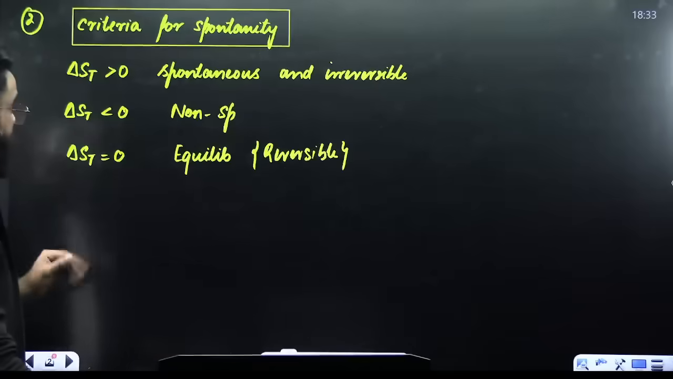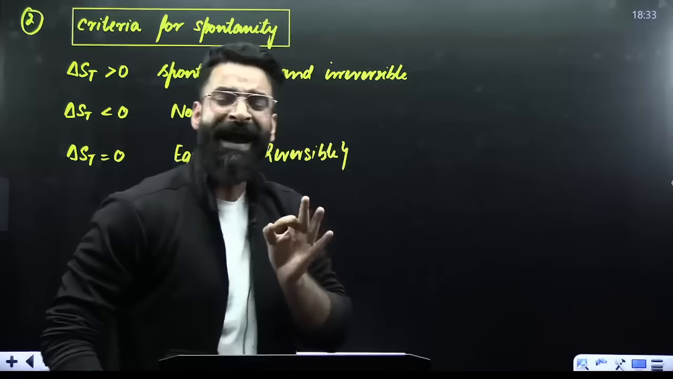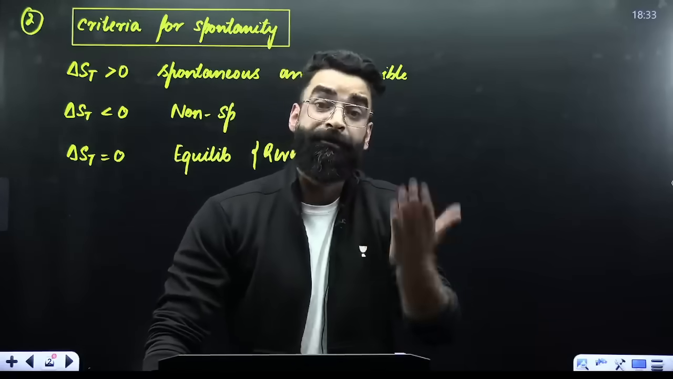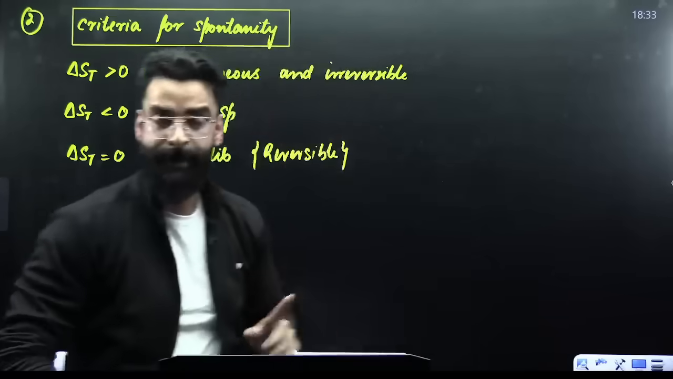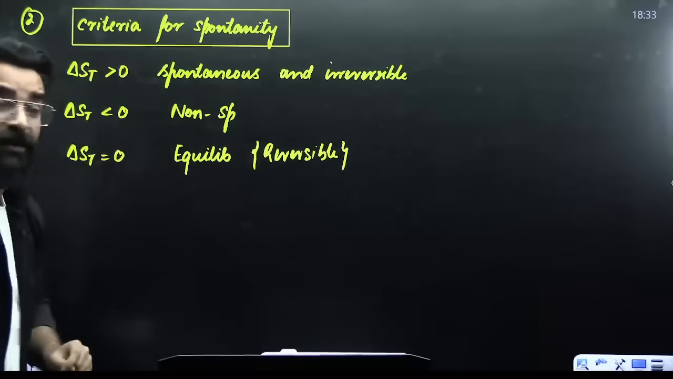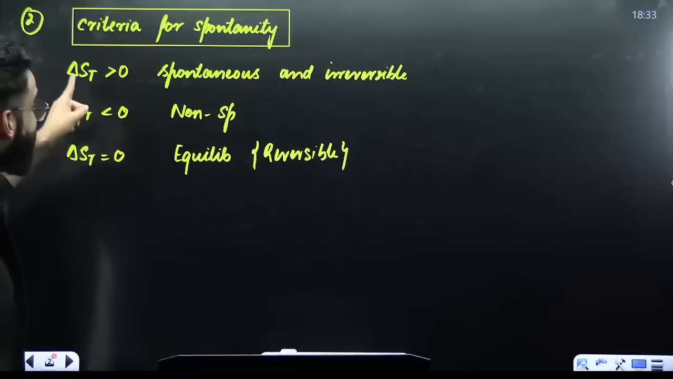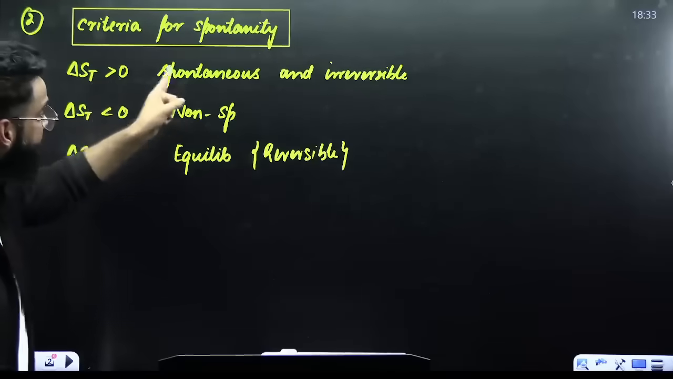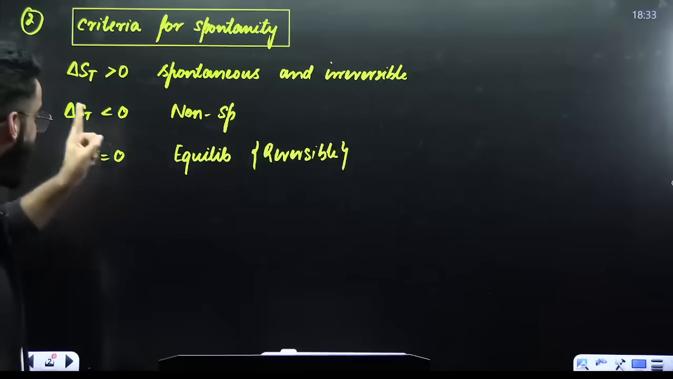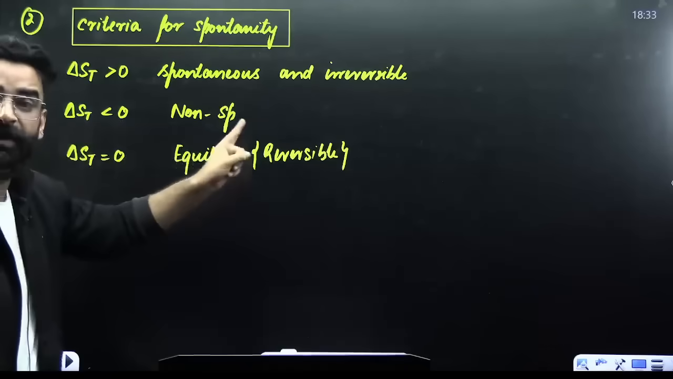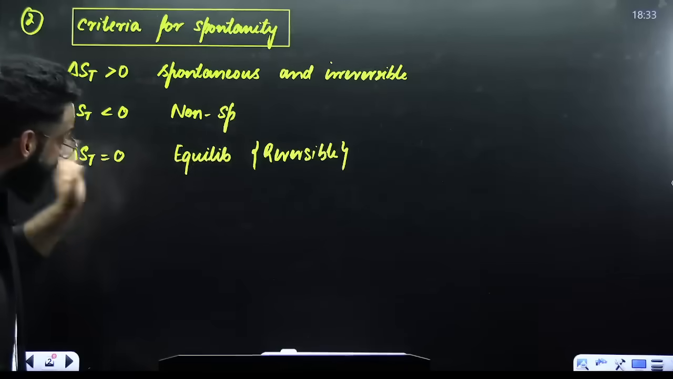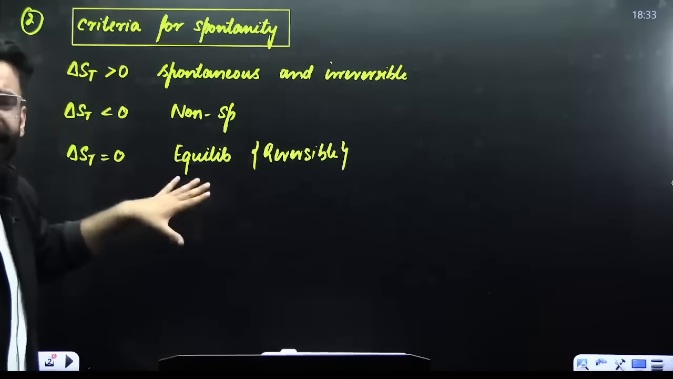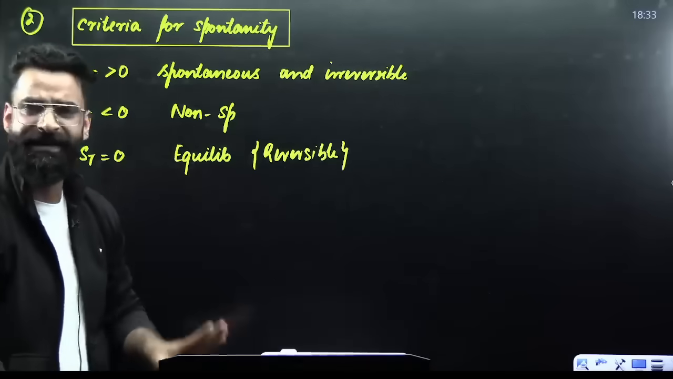Now, moving on to the second point. If entropy is kept as the criteria for spontaneity, then for the process to be spontaneous, what is the condition? If entropy is the only criteria for spontaneity, then remember, delta S total, meaning delta S universe, should be greater than 0, then only the process will be spontaneous. If delta S total is less than 0, the process is going to be non-spontaneous. If delta S total is equal to 0, we say it's going to be reversible. This can be directly a statement-based question asked in your NEET 2026 examination.